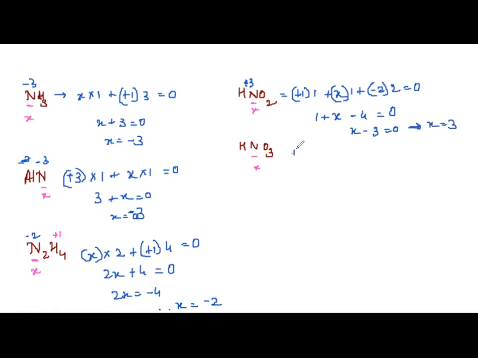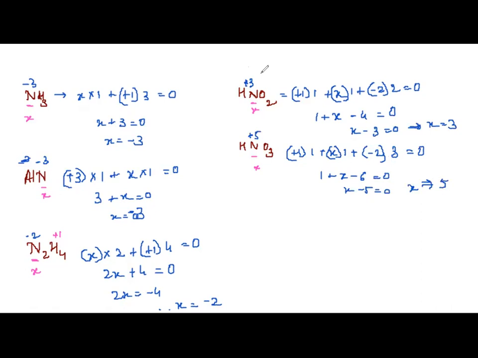HNO3: +1 hydrogen into 1, plus X into 1. Always write the oxidation state in a bracket, in parentheses. -2 oxygen into 3 is equal to 0. So 1 plus X minus 6 is equal to 0. X minus 5 is equal to 0. Therefore, X is +5. So here nitrogen has +5 state.